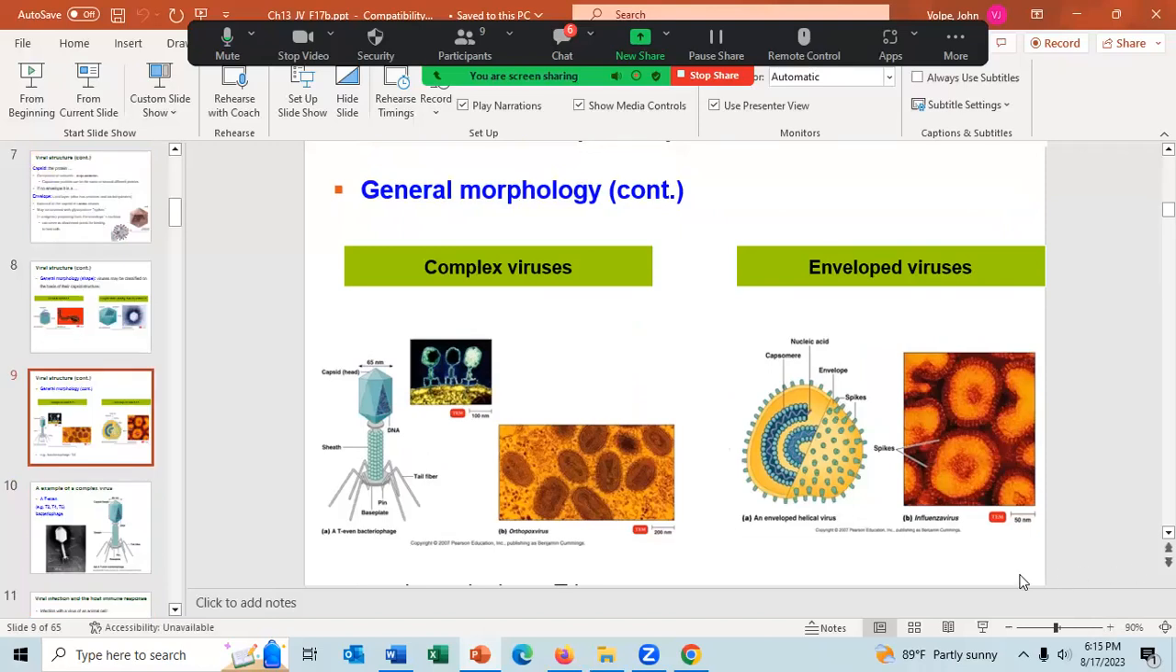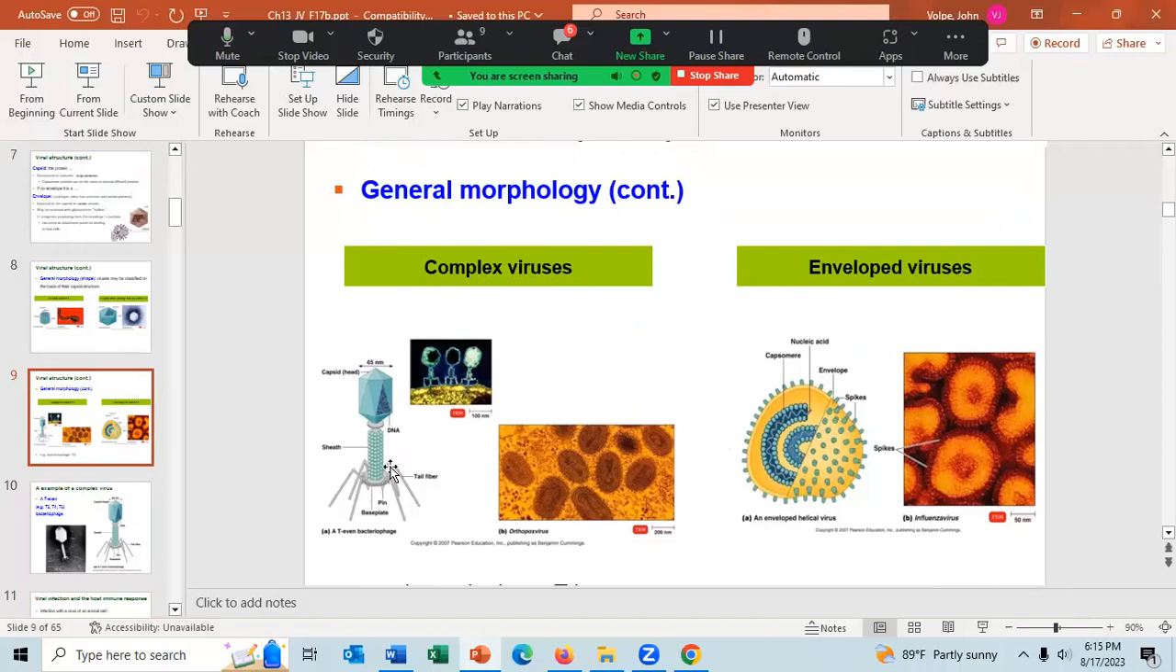And then the third general shape of a virus, we lump them all together and call them a complex virus. A complex virus can take on essentially any different shape. Here we're looking at a complex virus. There's another complex virus. And here's a complex virus.